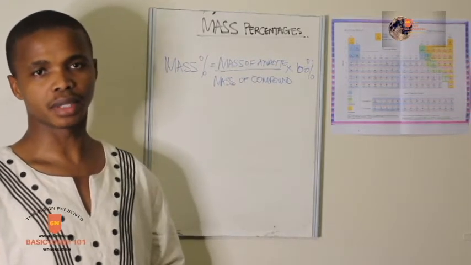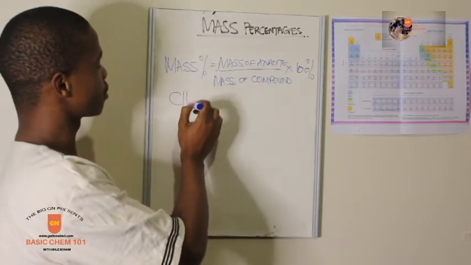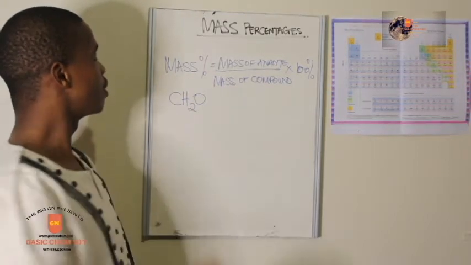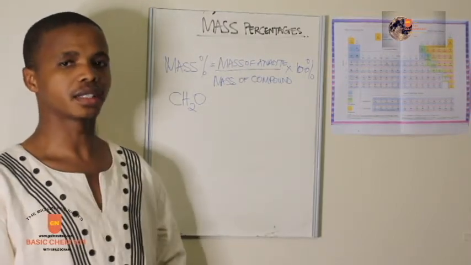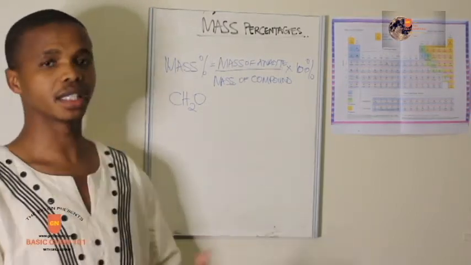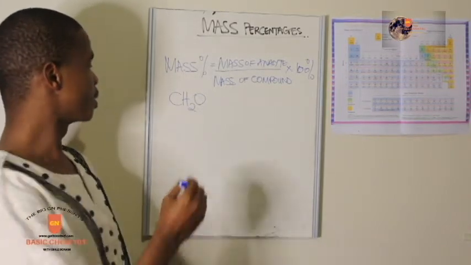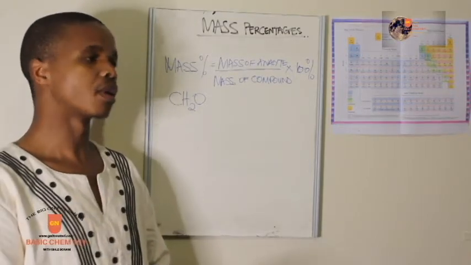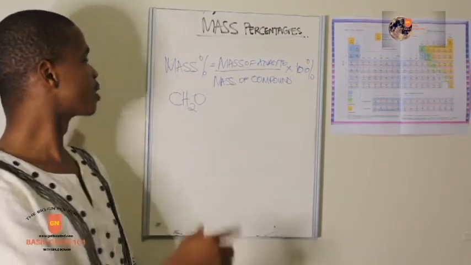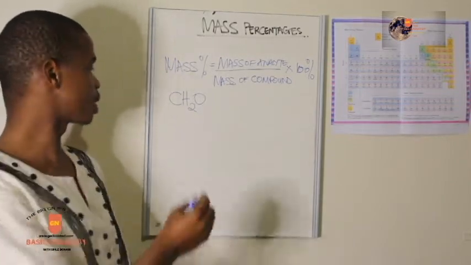You can be asked for a mass percentage from just being given a chemical formula. For example, you can calculate the mass percentages of formaldehyde. Now, how can you calculate from being just given a formula? You can use the molar mass, which is mass per mole. They will ask you for a mass percentage for each element in that compound.